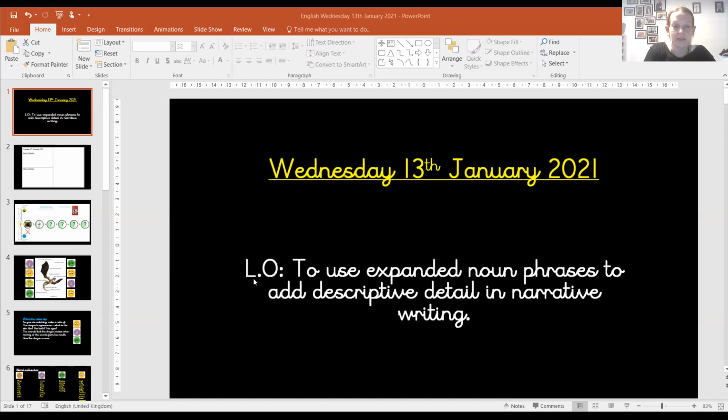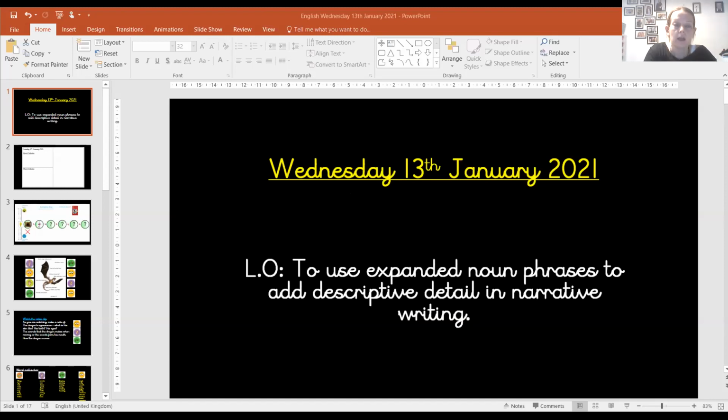Okay, so let's have a look at the learning objective today. We are following on from yesterday's lesson where you looked at word classes, and we are going to be writing expanded noun phrases. These are excellent for adding descriptive detail into our writing, so into our stories that we're looking at this week.